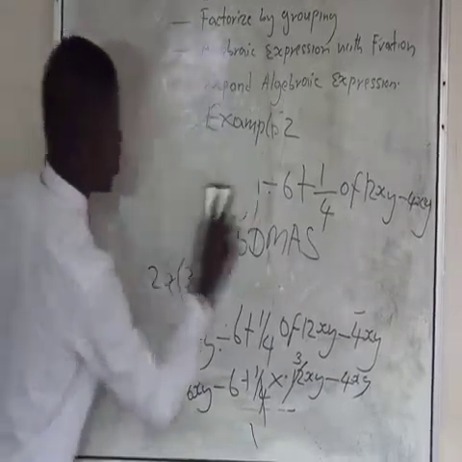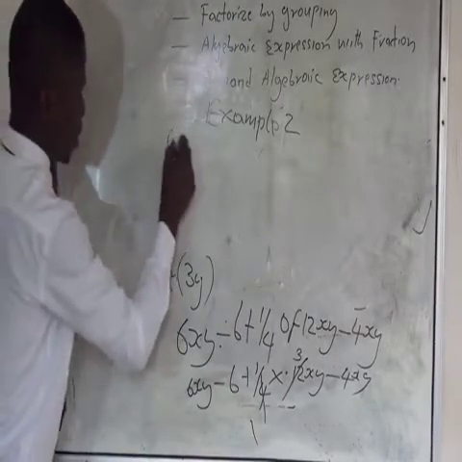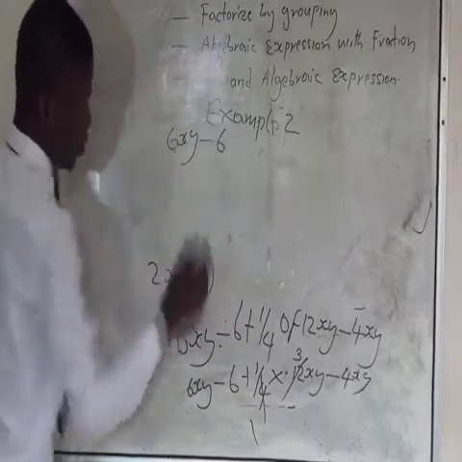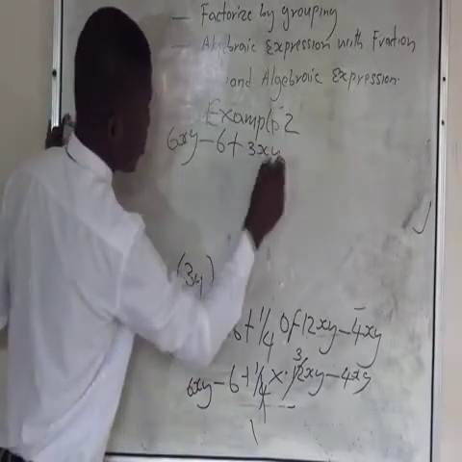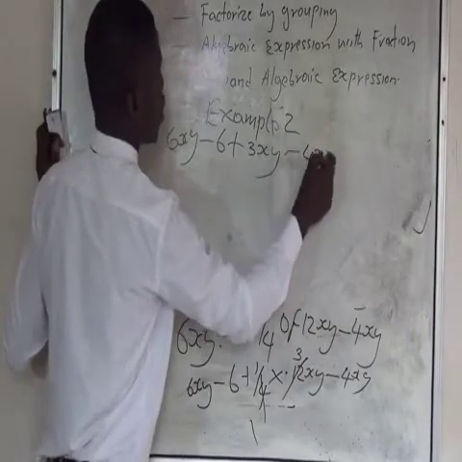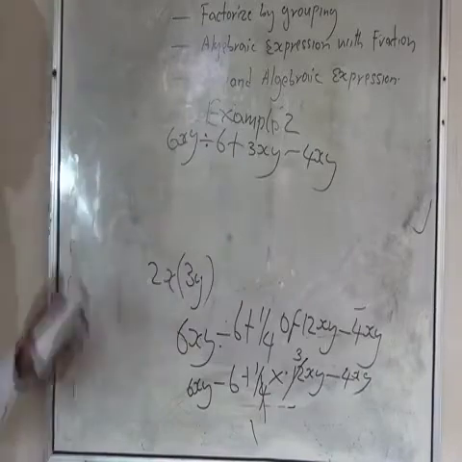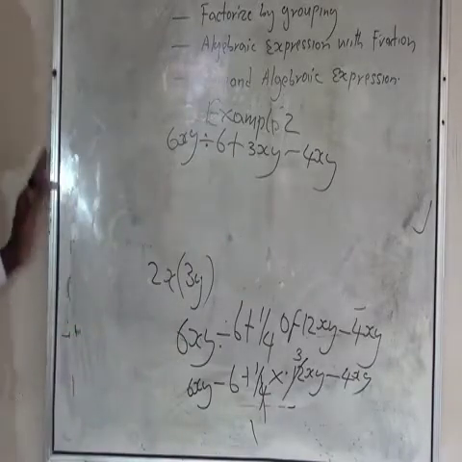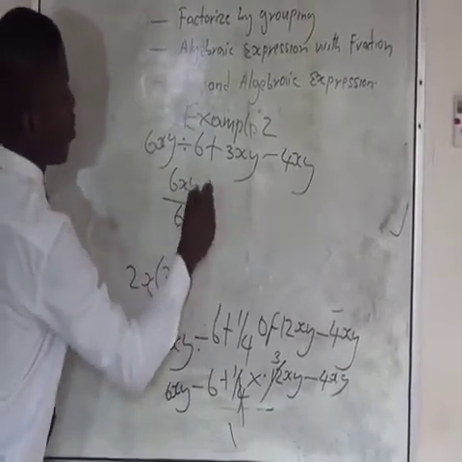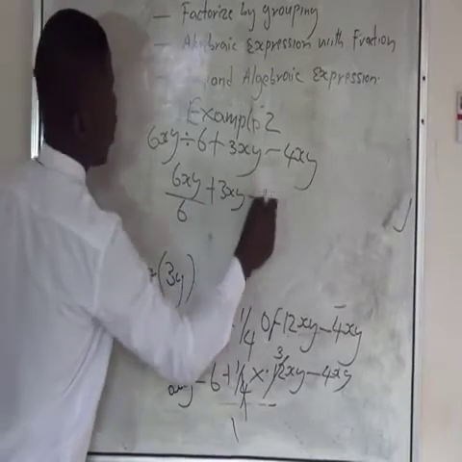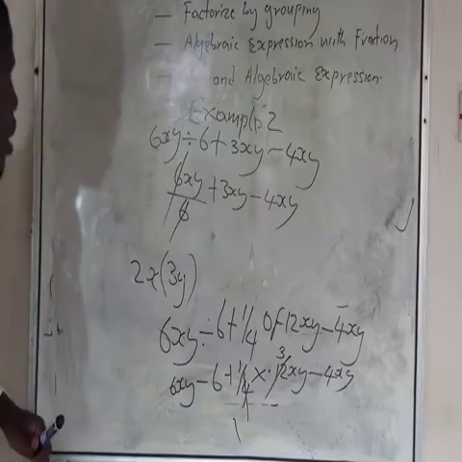Good. So I have 6xy divided by 6, plus 3xy minus 4xy. Next thing is division, we divide. 6xy divided by 6 plus 3xy minus 4xy. Cancel this, cancel this, and the answer remains xy.